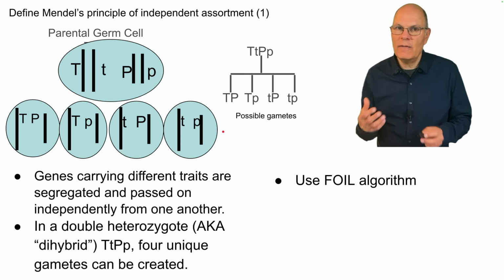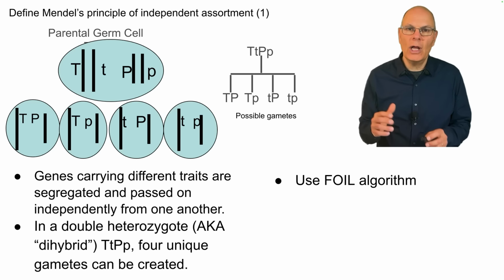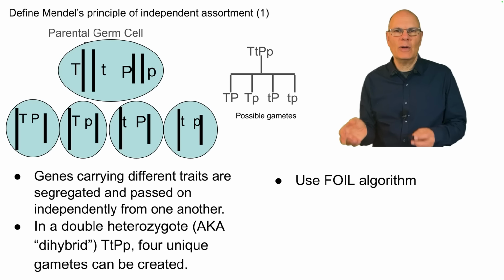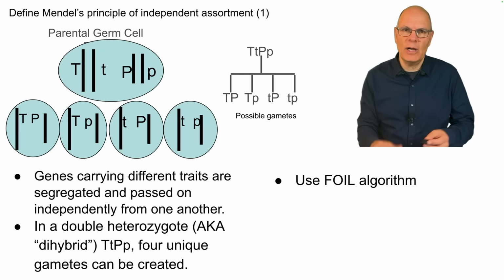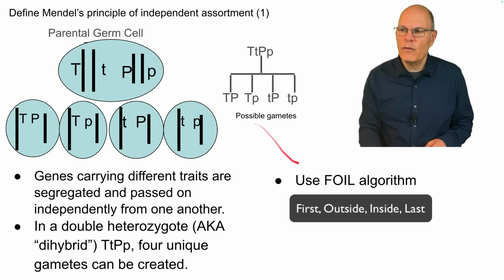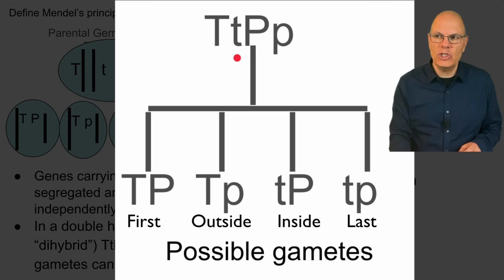It's very, very simple if you use the FOIL algorithm. That's for factoring binomials. You should know it from algebra. If you don't, just remember it. First, outside, inside, last. So you think about this and you think about the gene pair.